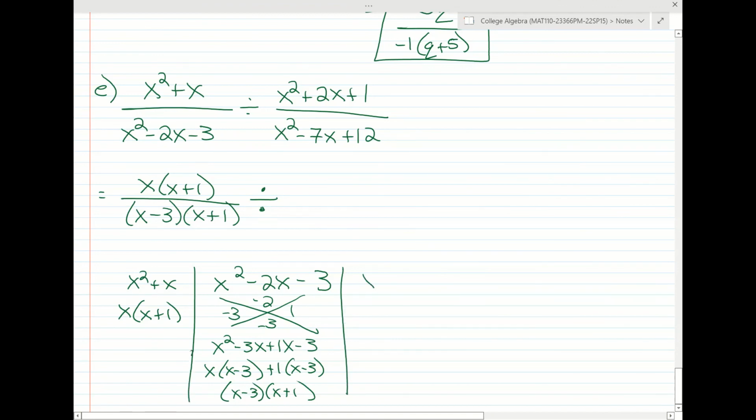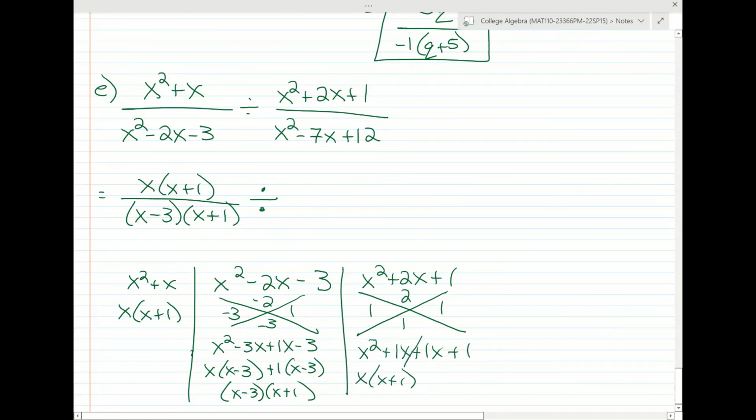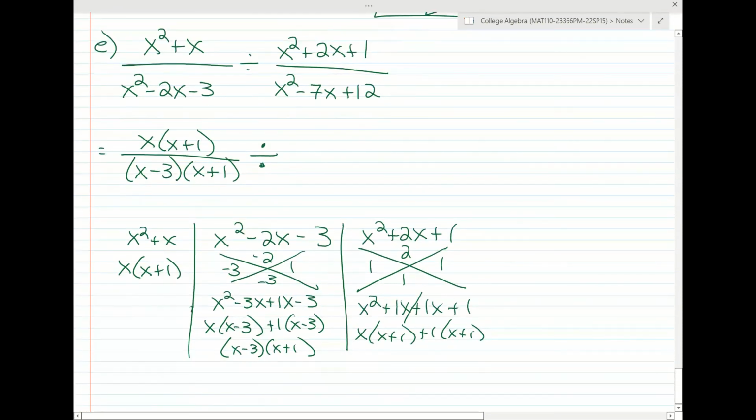Now we're going to factor x squared plus 2x plus 1. Numbers that multiply to be 1 and add up to be 2 are 1 and 1. Write x squared plus 1x plus 1x plus 1. Down the middle, we take out an x, and a 1, and we get x plus 1 times x plus 1. That was factored.